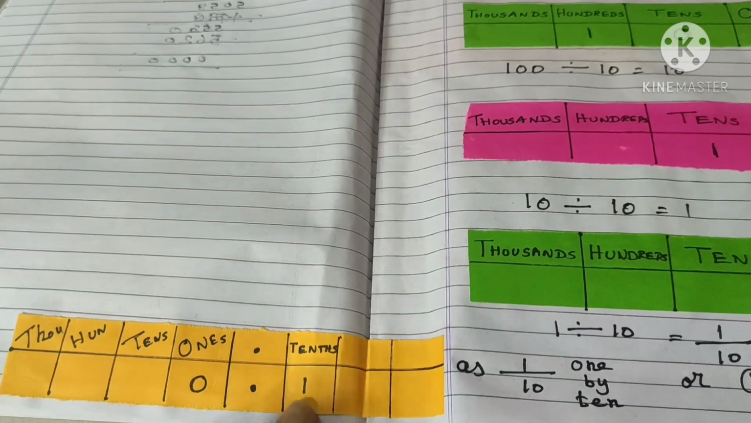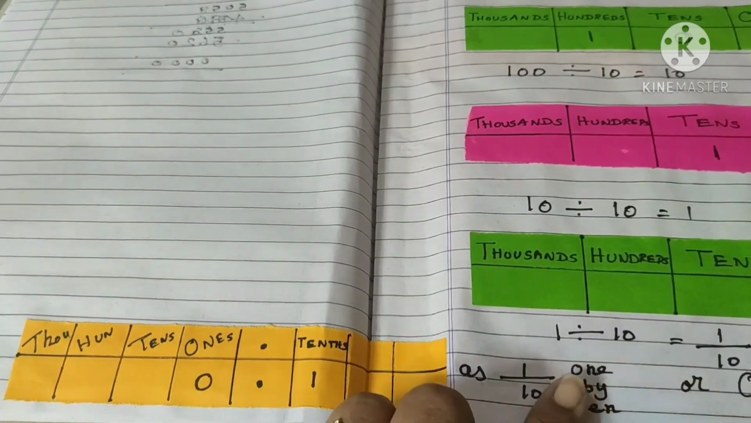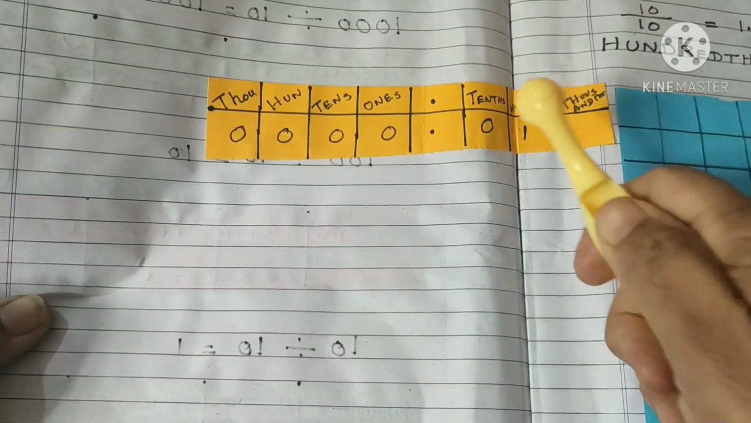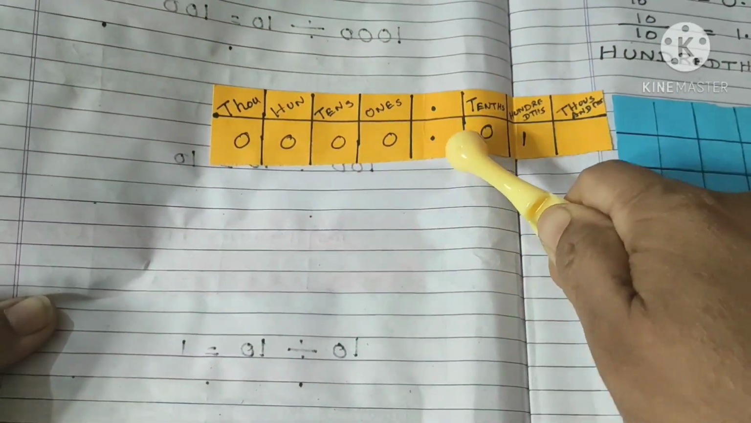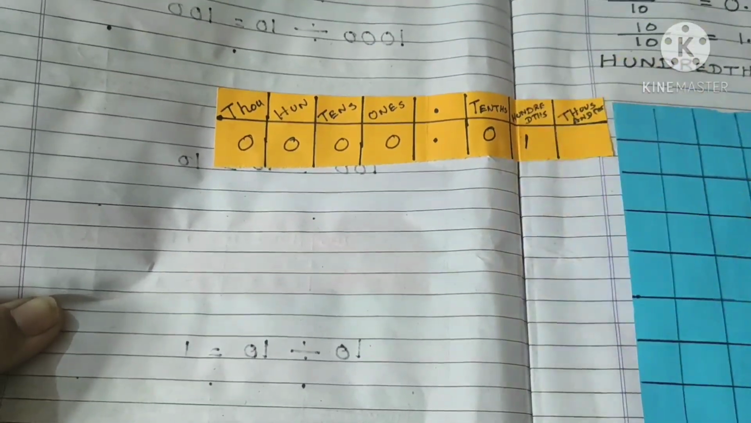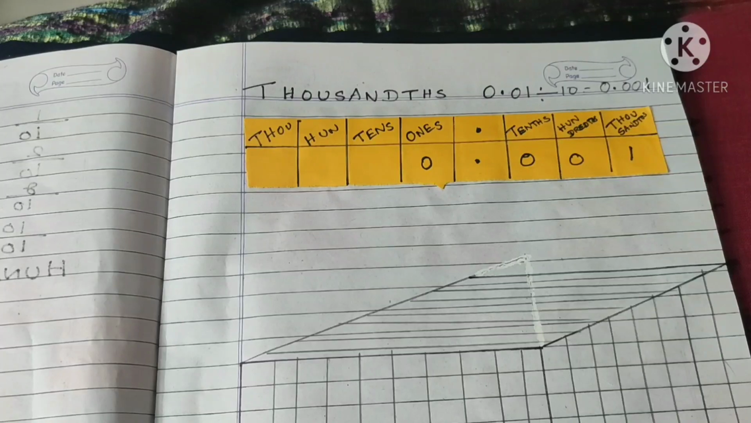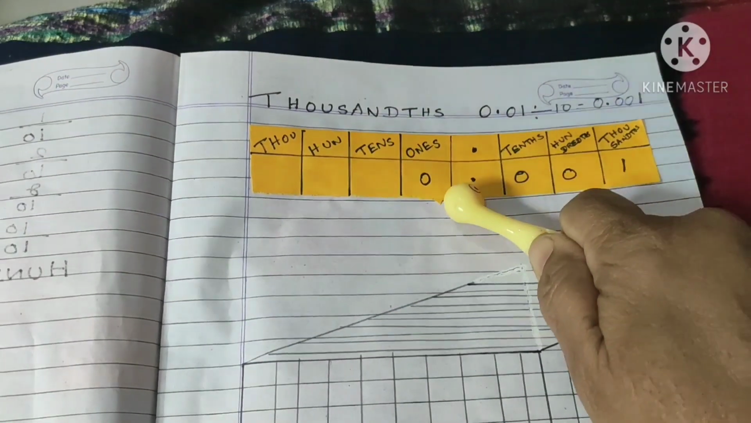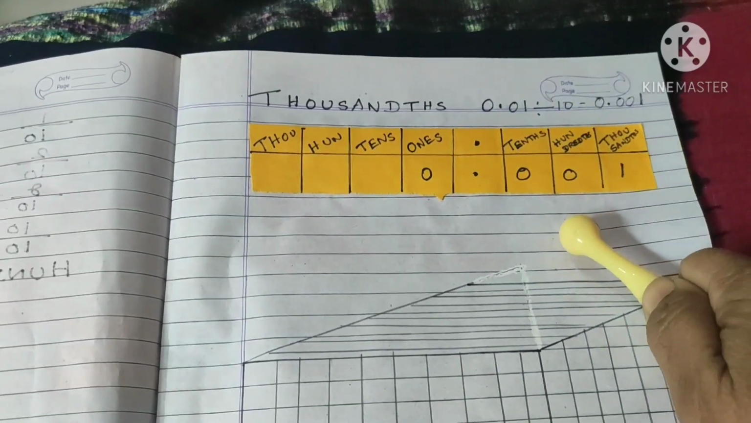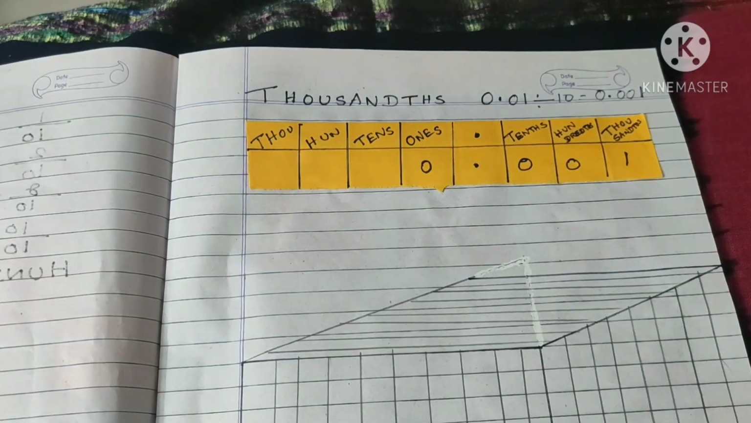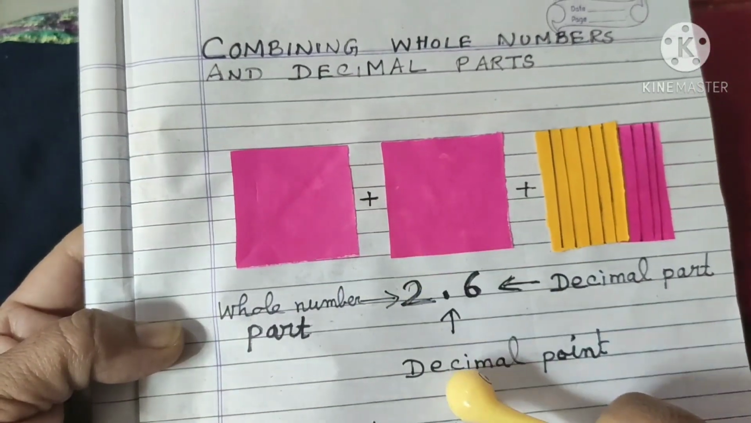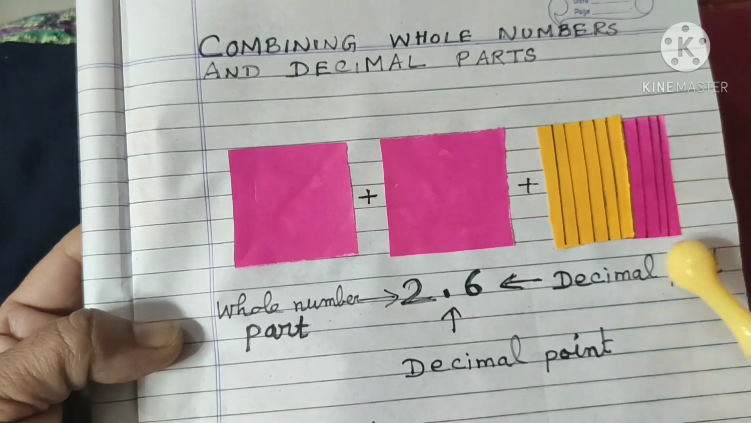Quick recap. 1 upon 10 is written as 0.1. 1 upon 100 is written as 0.01. Tenths place 0 and hundredths place 1. 1 upon 1000 is written as 0.001. Tenths place 0, hundredths place 0, thousandths place 1. These are the whole part, decimal point, and this is said to be the decimal part.